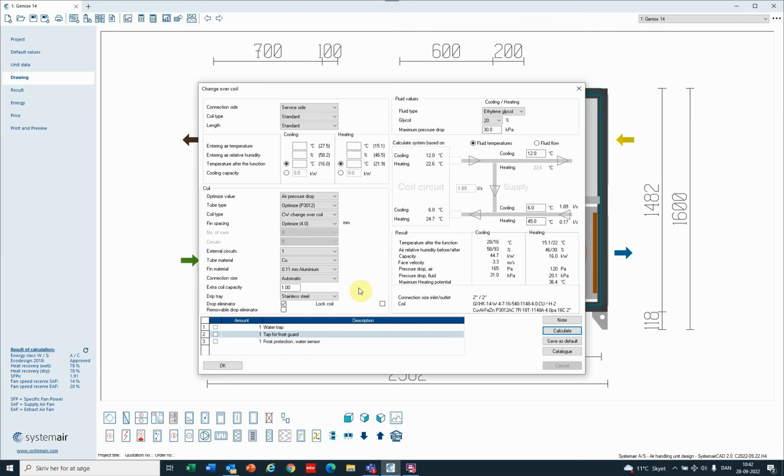So this was a short demonstration of the new input dialog of the changeover coils.